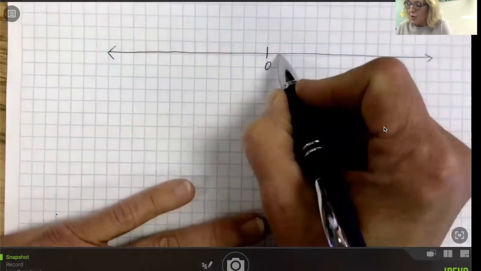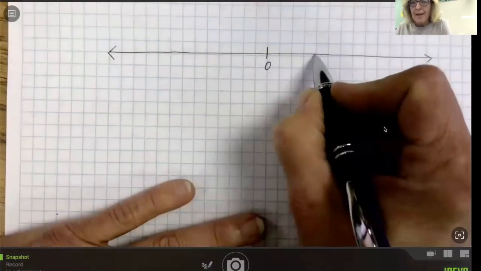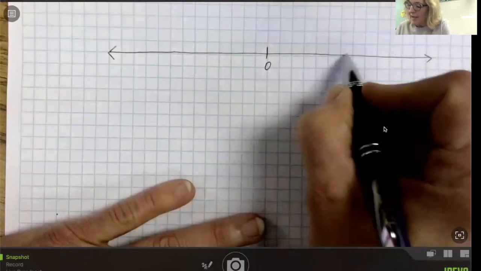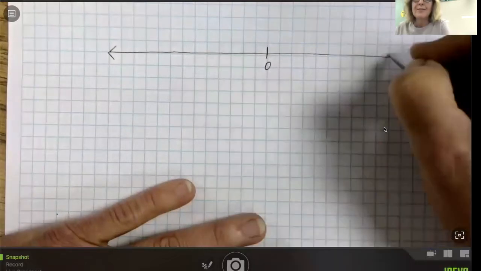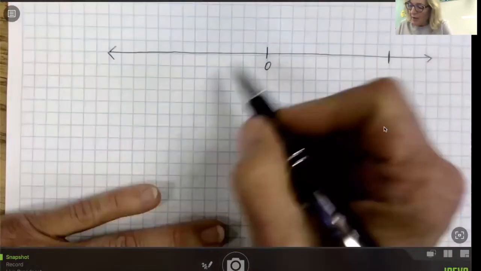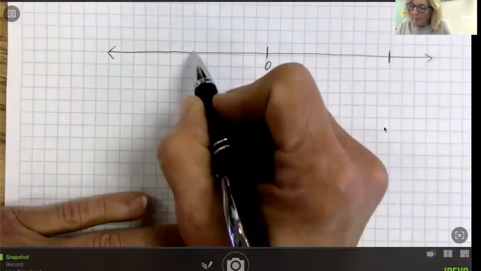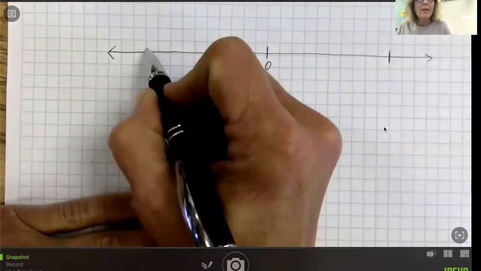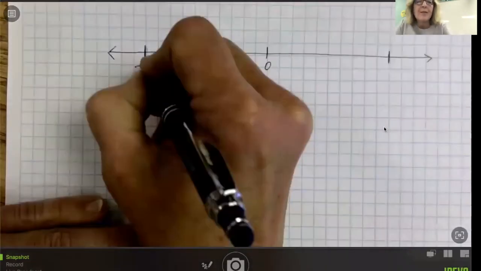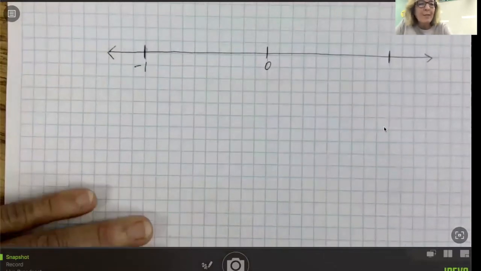That would be 2, 3, 4, 5, 6, 7, 8, 9, 10. And after the 10th one, I'm going to put another line, okay? And then we're going to do the same thing in the opposite direction. 1, 2, 3, 4, 5, 6, 7, 8, 9, 10. We'll put a line there and we'll label this -1. Okay, so now you can see that we have lots of parts and we're going to label the parts.